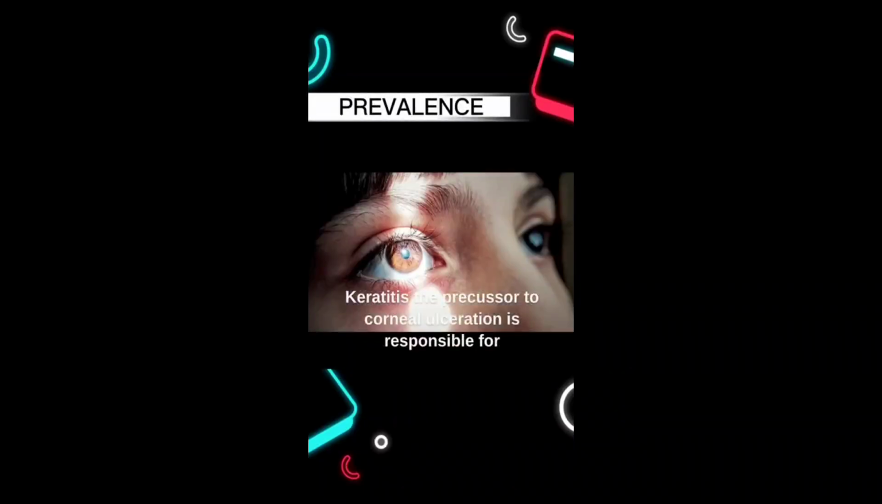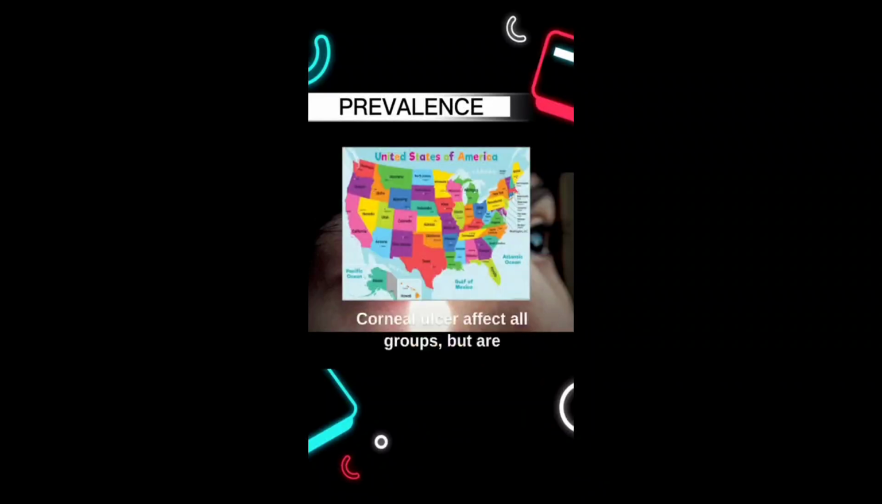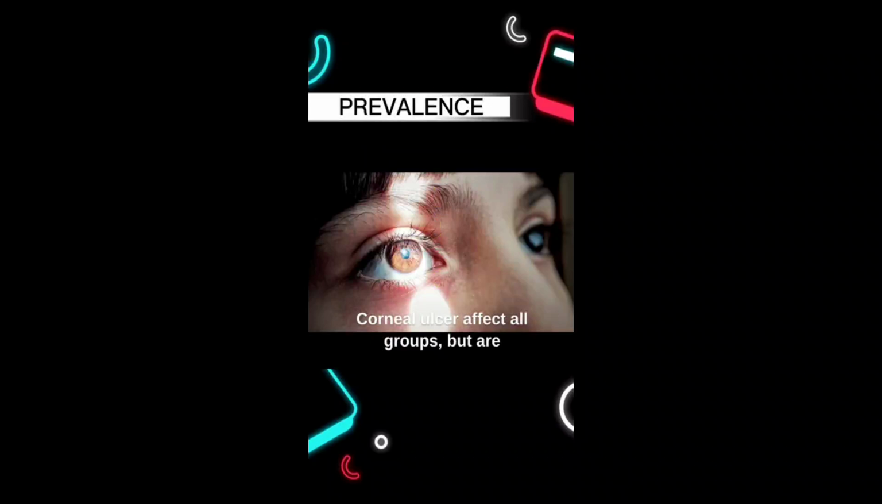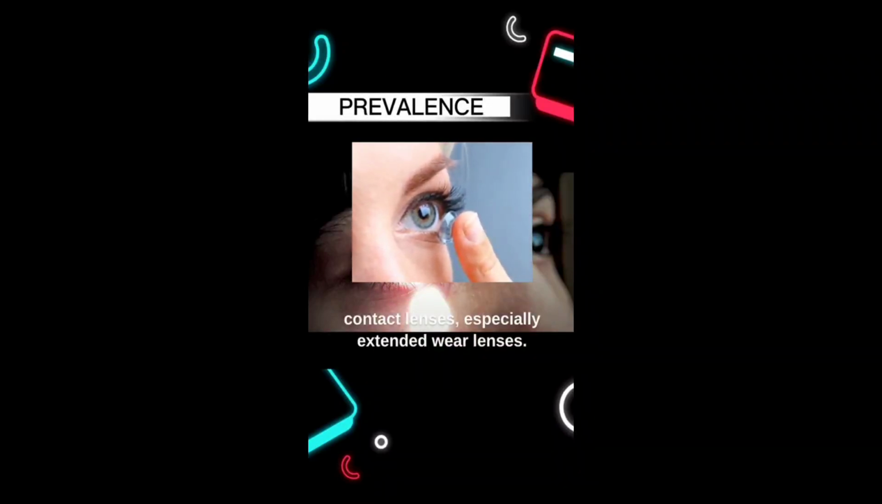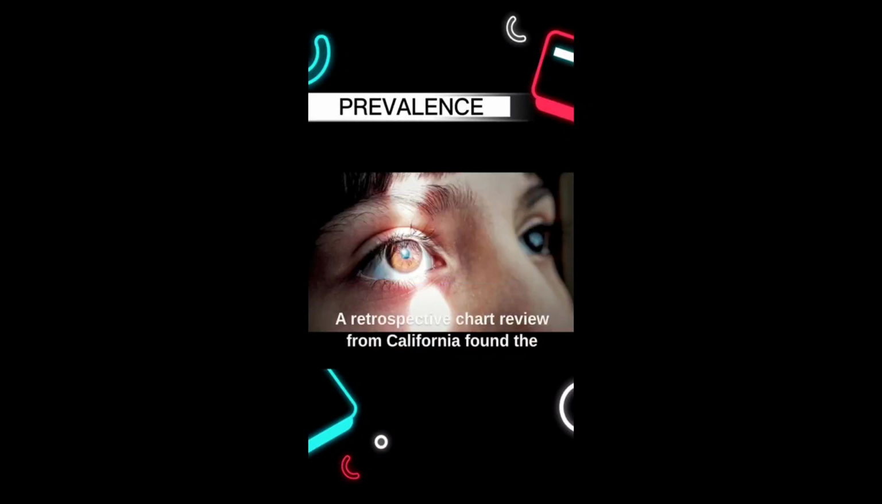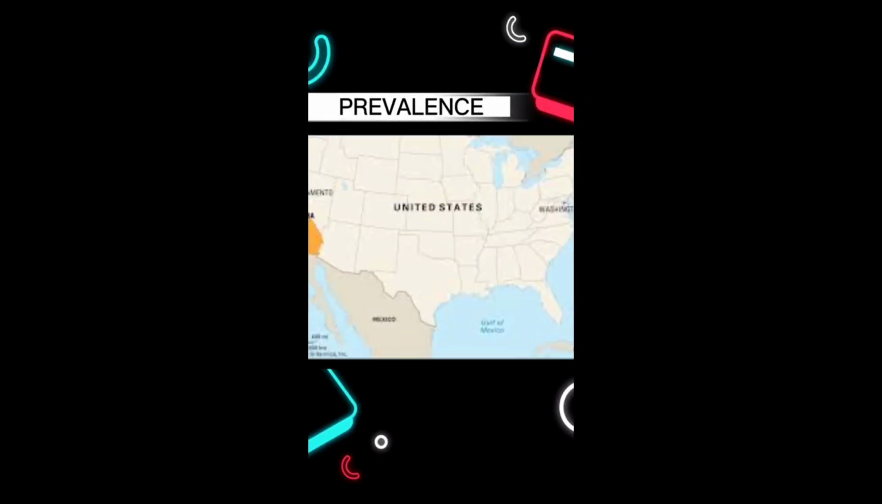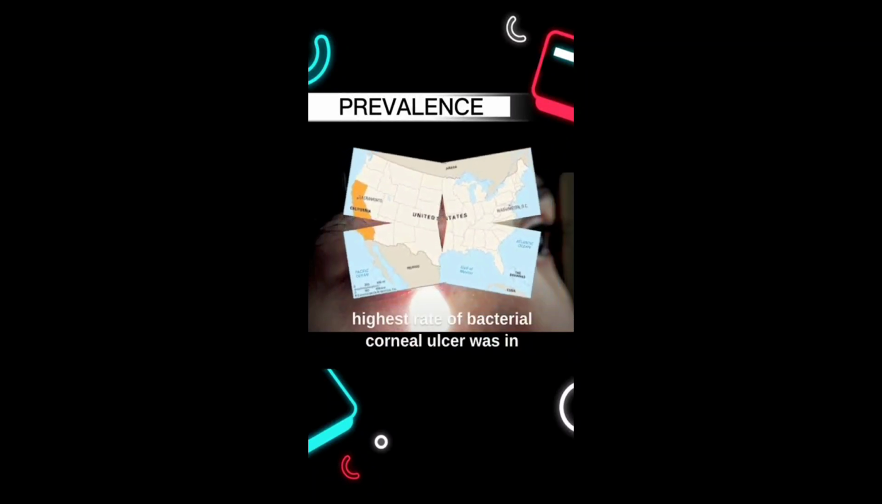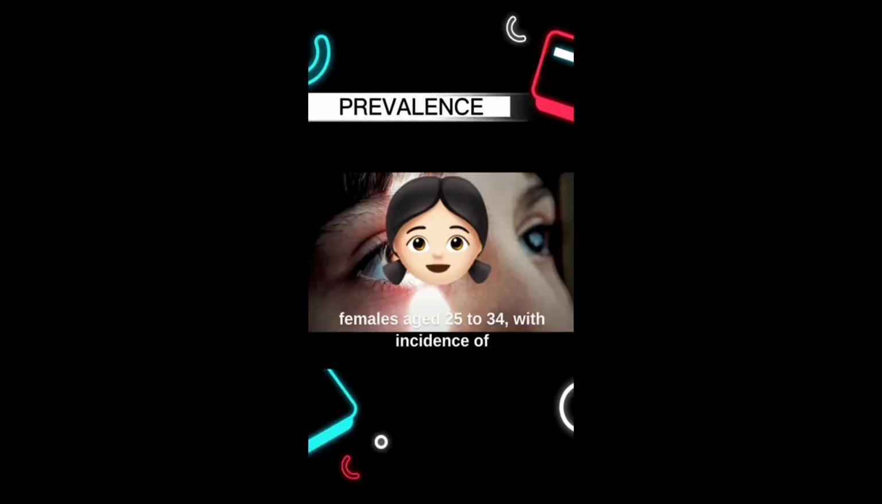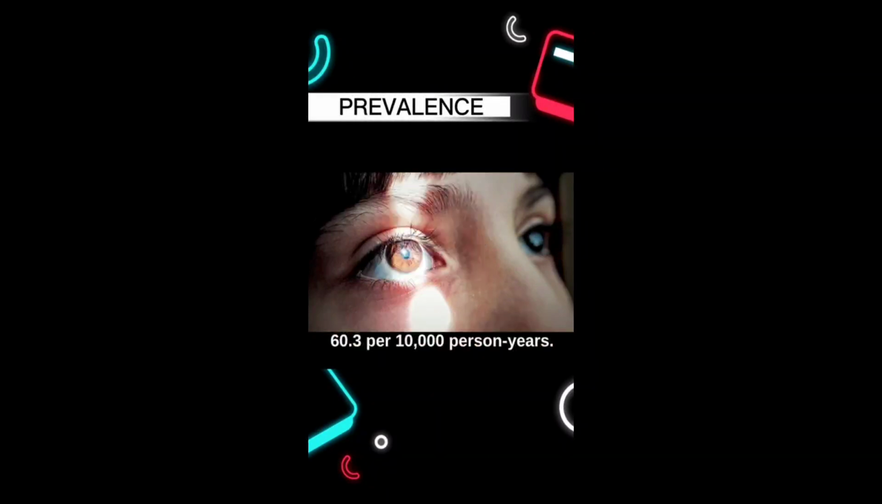Keratitis, the precursor to corneal ulceration, is responsible for approximately 1 million clinic and emergency department visits a year in the United States. Corneal ulcers affect all groups but are much more common in those who wear contact lenses, especially extended wear lenses. A retrospective chart review from California found the highest rate of bacterial corneal ulcer was in females aged 25 to 34, with an incidence of 60.3 per 10,000 person-years.